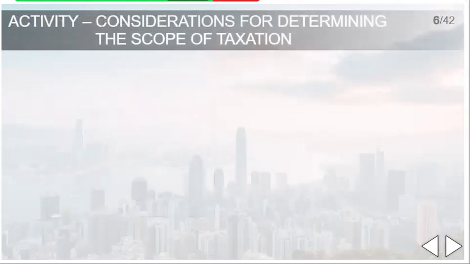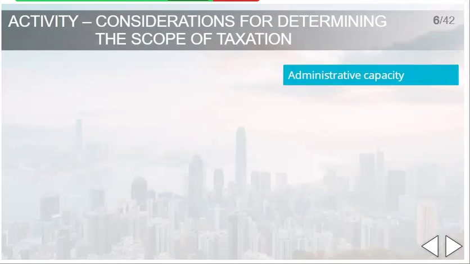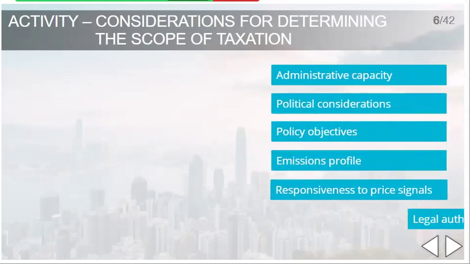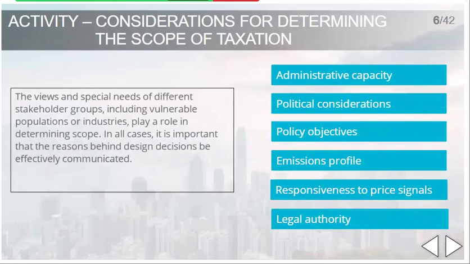Determining the right coverage is very context-specific and thus requires a good understanding of national circumstances. Coverage can reflect combinations of fuels and direct emissions. Here you will find some of the most important factors to consider for determining the scope of taxation. Can you match the description with the corresponding factor? Click on the factor you think the definition corresponds to.